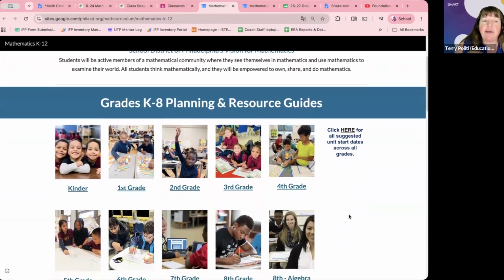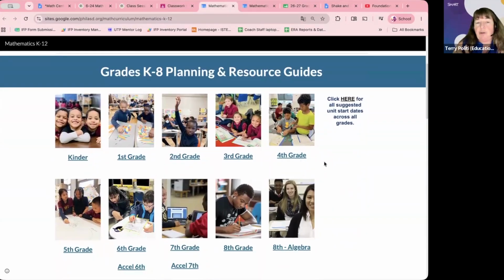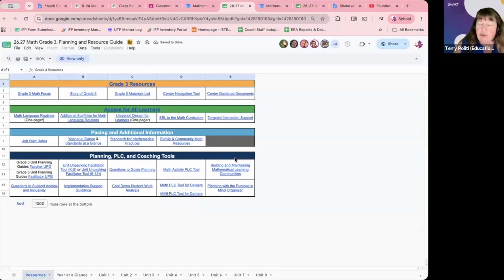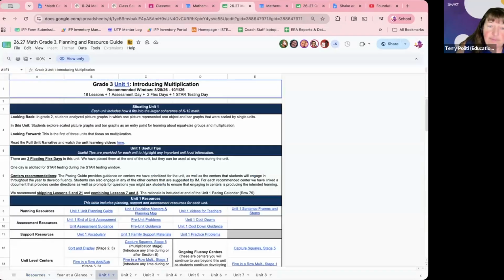Inside of there, find your grade level. It doesn't matter which grade level you pick. Click on it. It brings you into that planning and resource guide. Here's the part that everybody misses. Once you get to that sheet, hit the tab that says Unit 1.